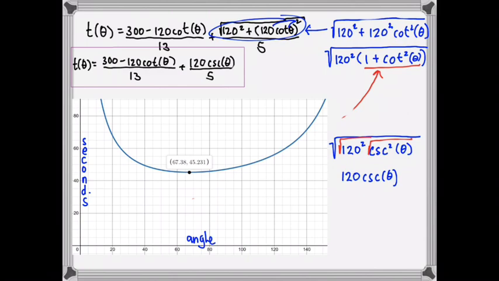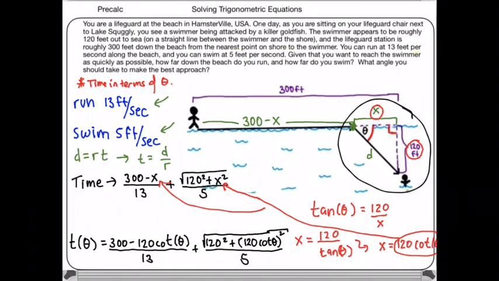So it looks like if the lifeguard dives in at an angle of 67.38 degrees, it's going to take 45.231 seconds to get to that person. Now that is super important. However, we have a little bit more to do because we've only covered this part of the question.